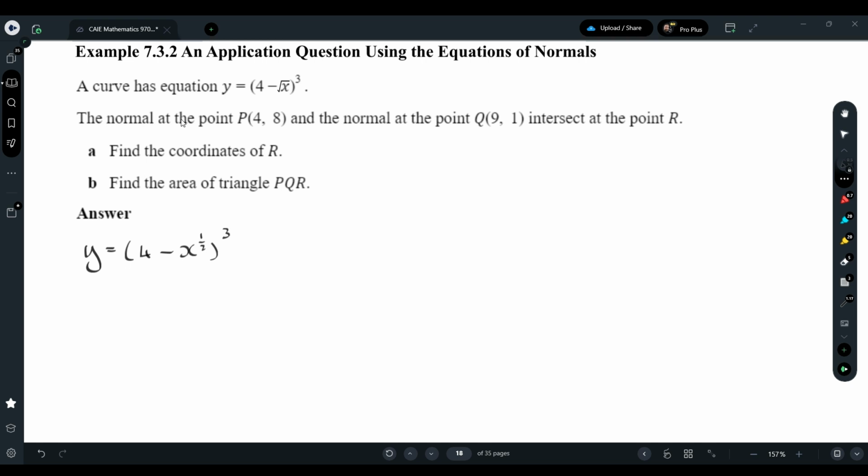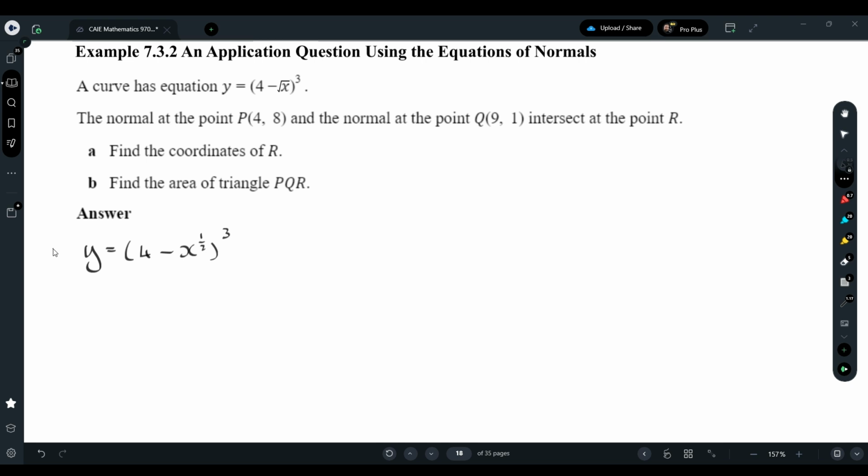We're going to need to find the equations of the normal at the point P (4, 8) and the normal at the point Q (9), those straight lines. And we're going to need to find their point of intersection at the point R, and then we're also going to have to find the area of the triangle PQR.